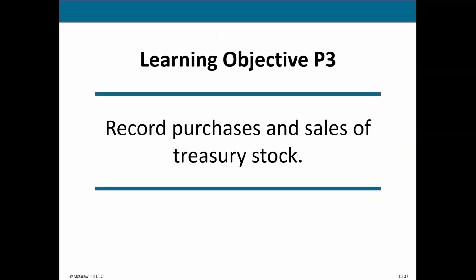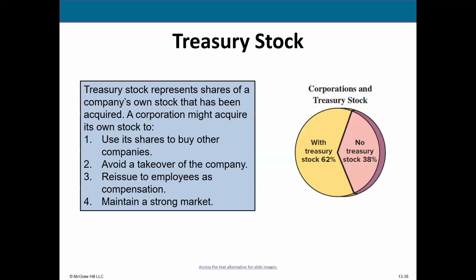Sometimes a company will repurchase its own stock. This is a really common practice because companies want to stabilize their stock price, control how many shares of stock are outstanding, and it's a great way to mitigate risk. We call this treasury stock when a company repurchases its own outstanding shares of stock.